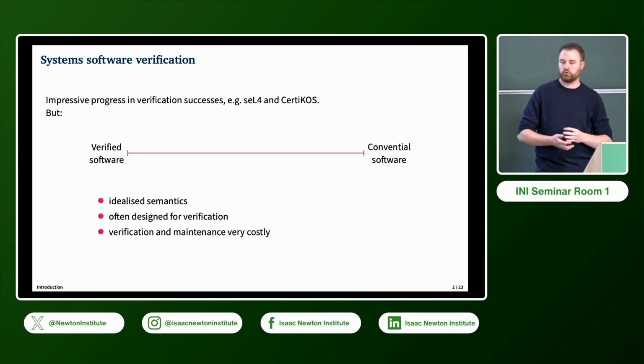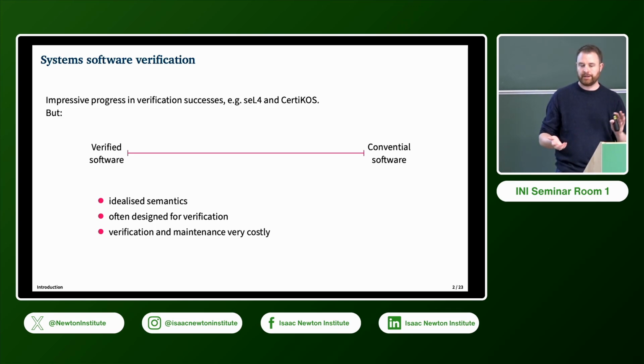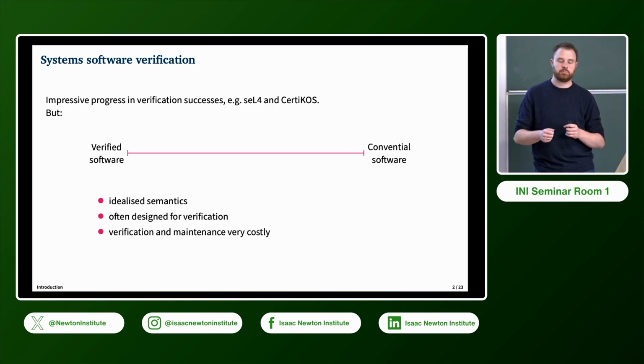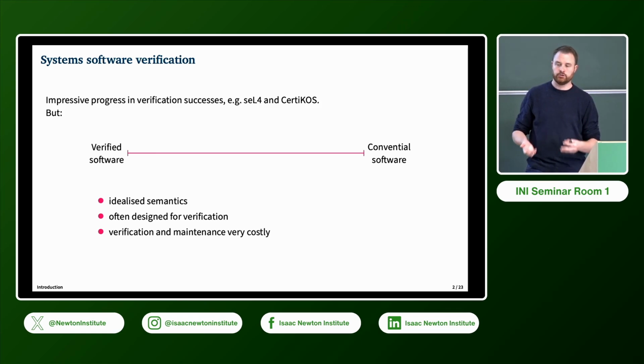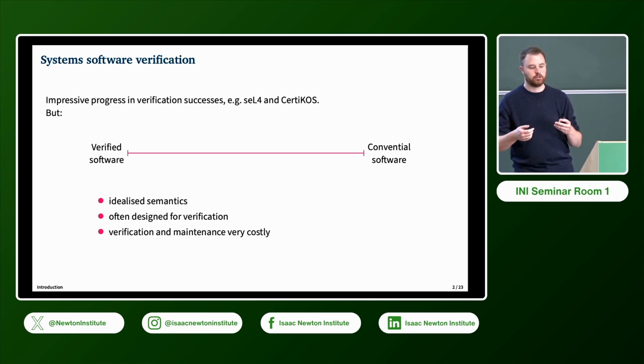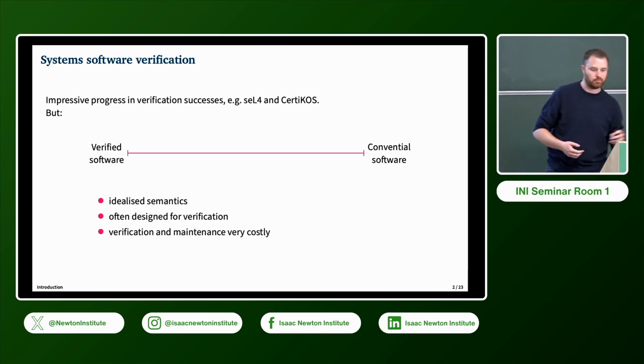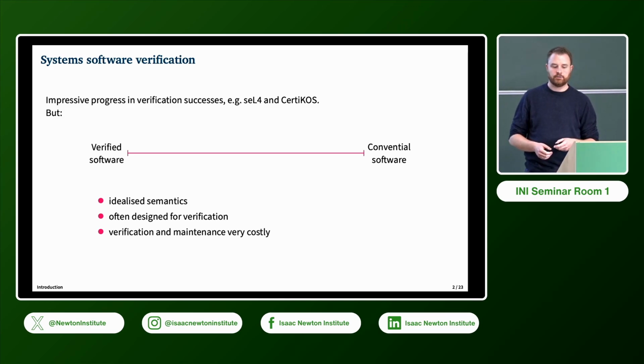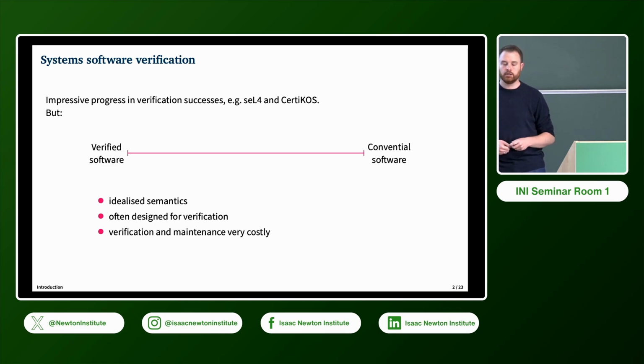So just to remind you of some context that you'll all be aware of, in the past decade or so there's been a huge amount of progress in system software verification, with big success stories like seL4 and CertiKOS, verified operating system kernels. But despite these successes, there's still a fairly big gap between verified software and conventional software as found in industry and how it's developed. These verification projects typically assumed idealized language or hardware semantics just to make the proof feasible at all. Often these verified systems were designed from the start with verification in mind rather than taking existing software projects. And despite all of that, proof and proof maintenance were extremely expensive. That was many person years of effort by highly specialized people.